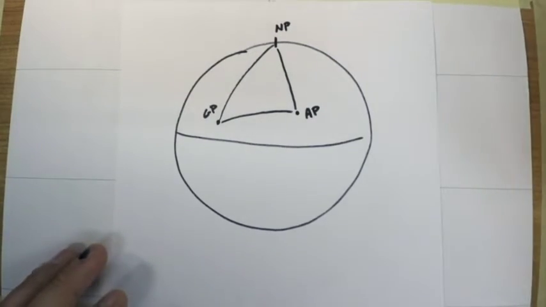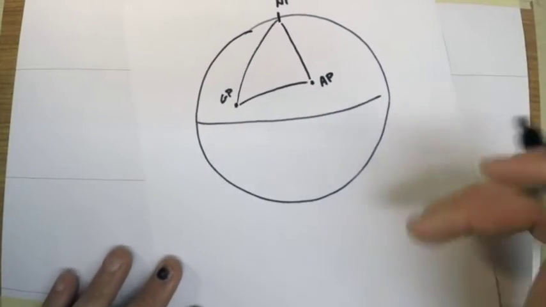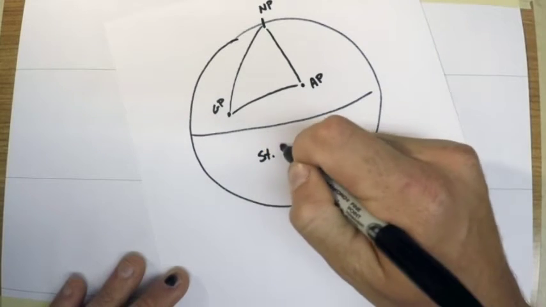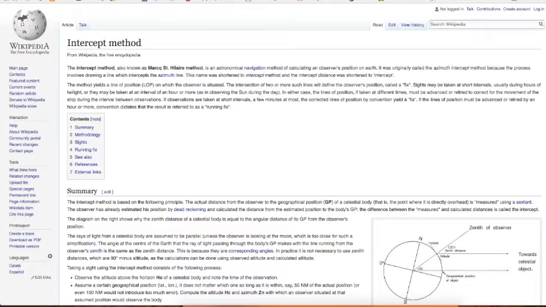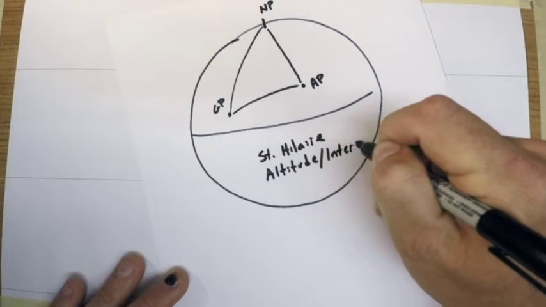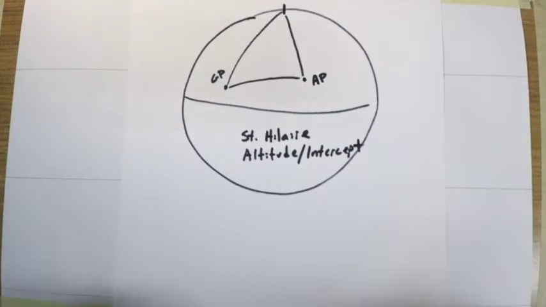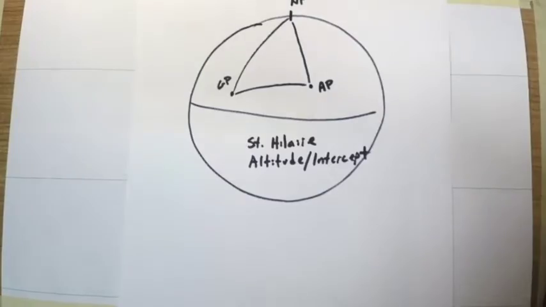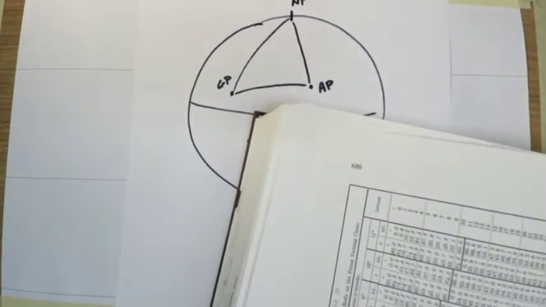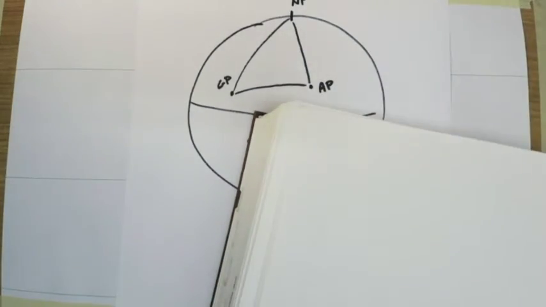Well, the official name for this method is the St. Hilaire method, or the altitude intercept method. To answer this problem, you can do a couple of things. You could go onto the internet and read a little about the altitude intercept method or the St. Hilaire method. In this version of Bowditch, which does have the glossary back here, I'll just read you the sample entry for them.